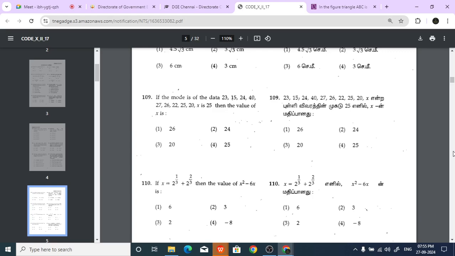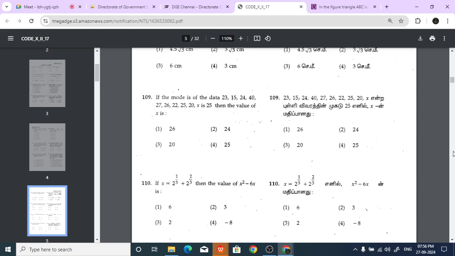25, sir. Is he correct, Srinidhi? Yes, sir. Suppose if the mode is 20, what is the value of x? 20, sir. When the mode is 20, then the value of x will be again 20, because 20 has to repeat twice.